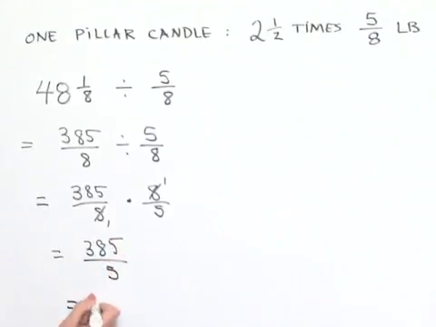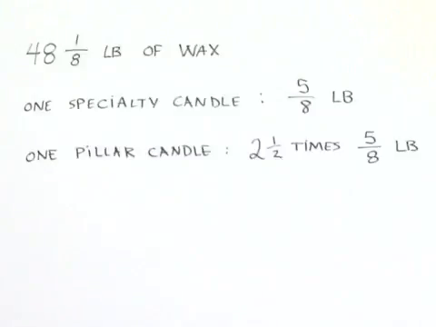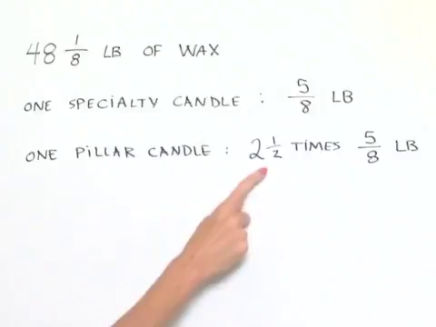That quotient is a value of 77, which means that we can end up having 77 candles made with this amount of wax. The second part of the problem tells us that to have one pillar candle requires 2.5 times the amount of wax of one specialty candle.